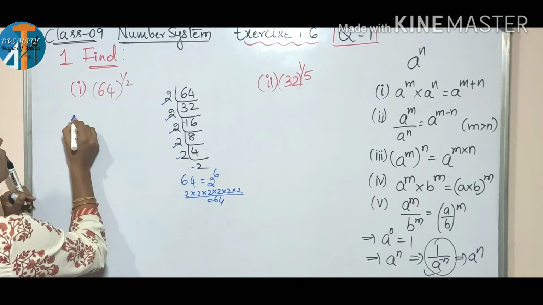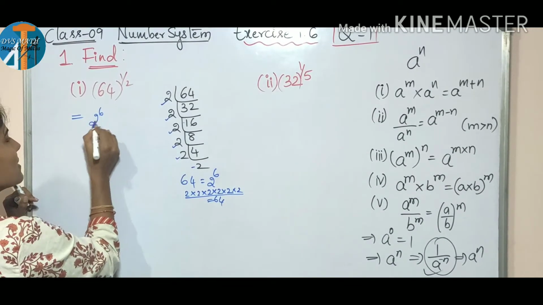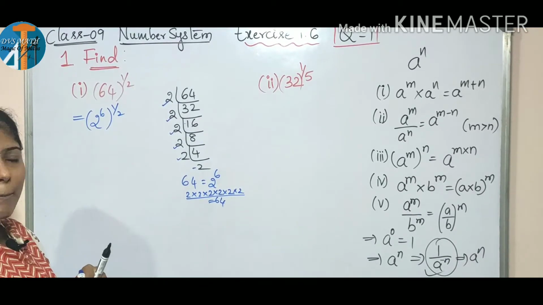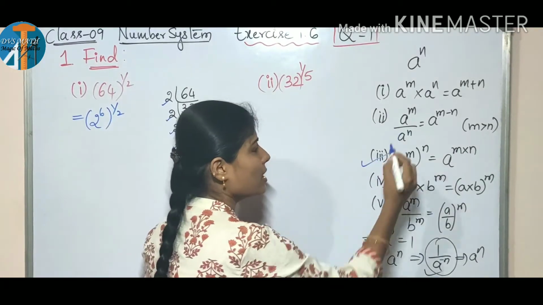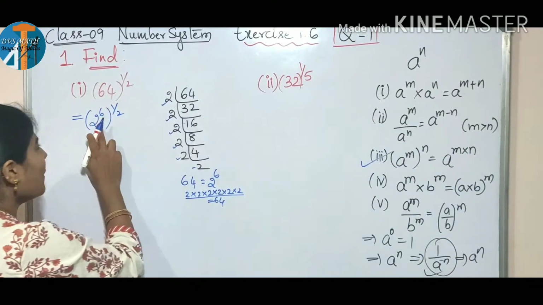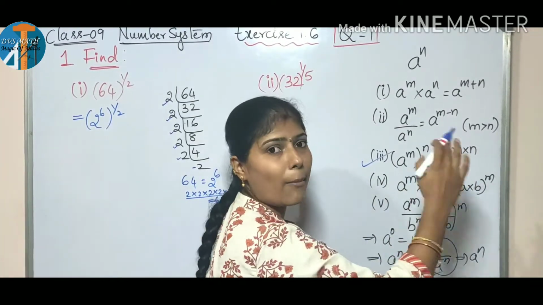Now let me change this 64 to 2 power 6, whole power 1 by 2. Now how is it in the form of this law? Clear? It is a power m whole power n. Observe, a power m whole power n. So I can write it as a power m into n.